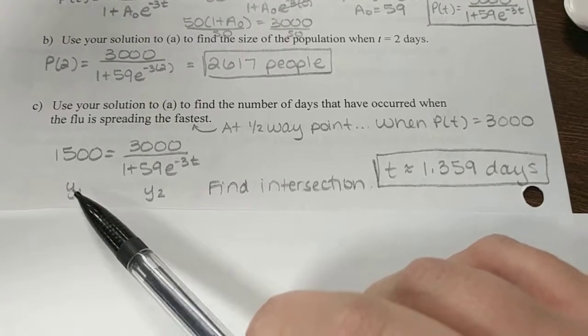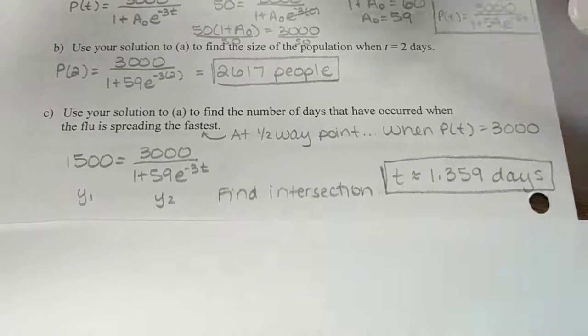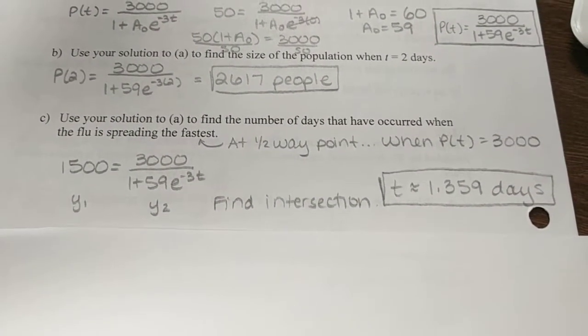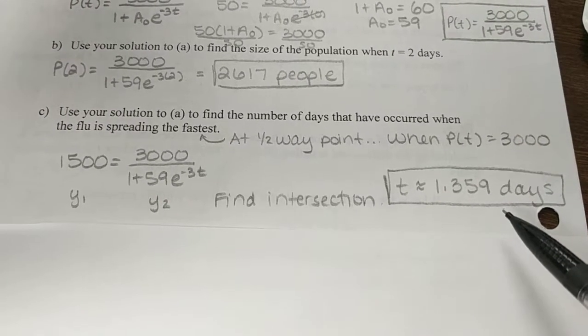I found the easiest way to do this is to put this into y1 and this into y2 and find where those two functions cross. You have to make sure you find an appropriate window there. But I found the intersection at 1.359 days.